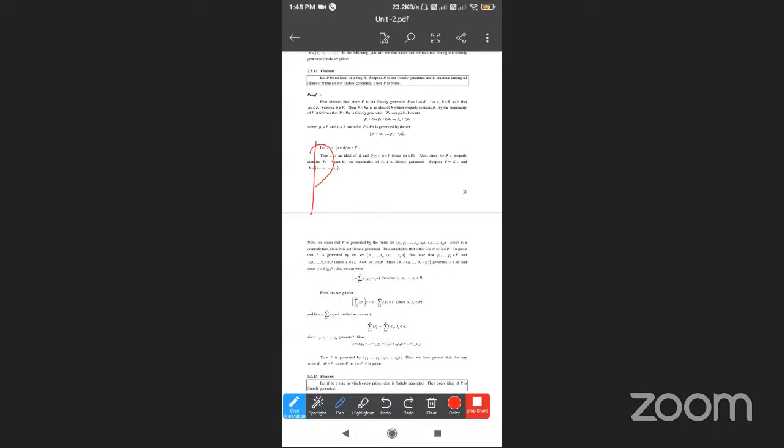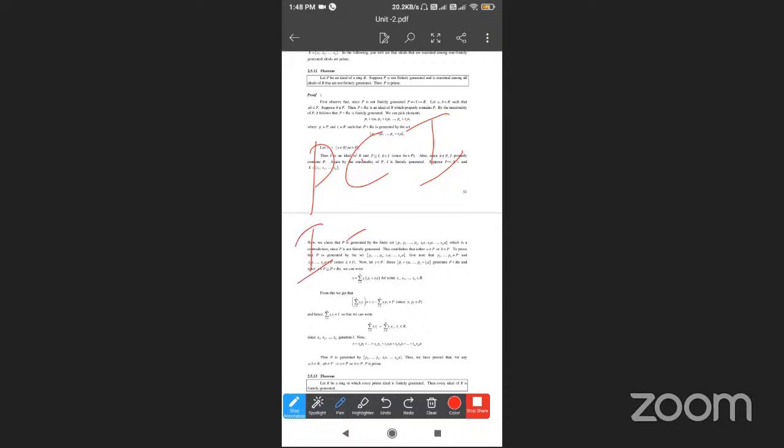I properly contains P. This contradicts the maximality of P, which is the given statement: P is maximal among all ideals that are not finitely generated. So I is finitely generated.